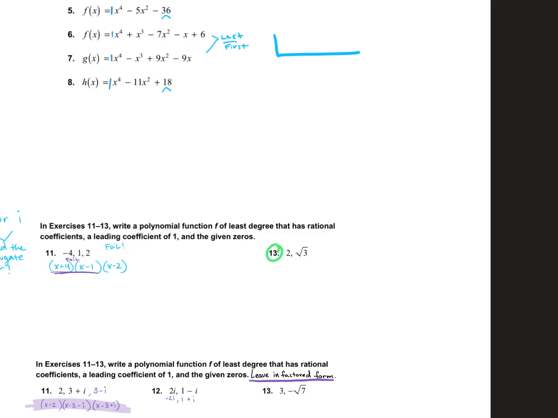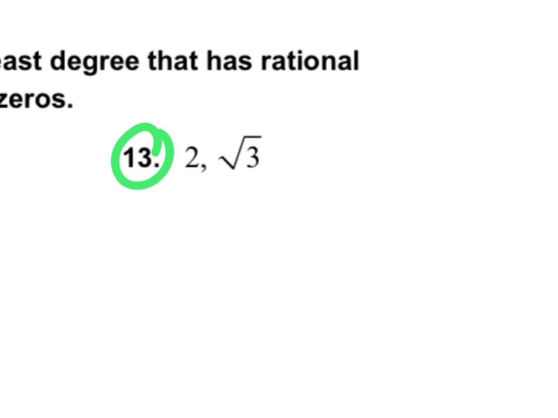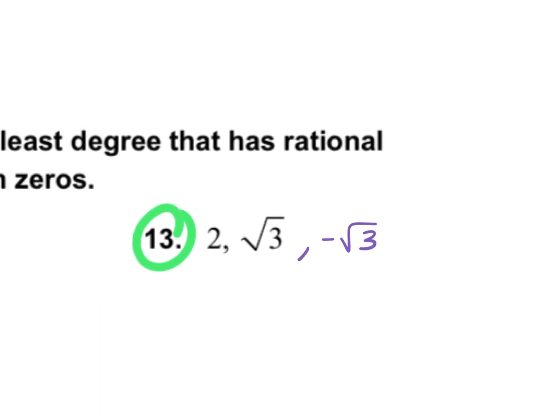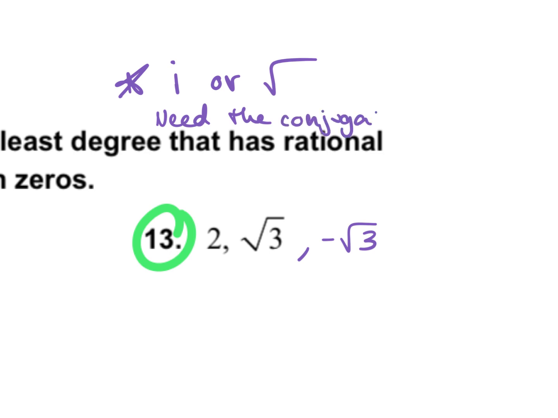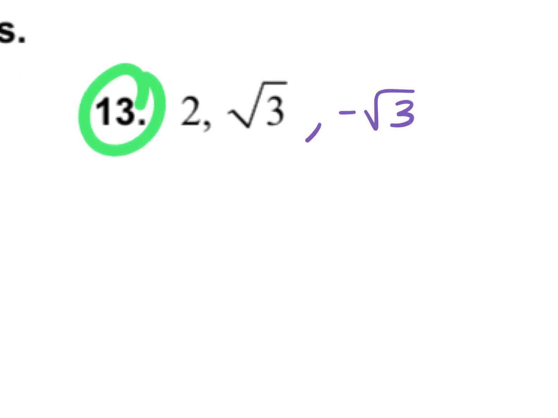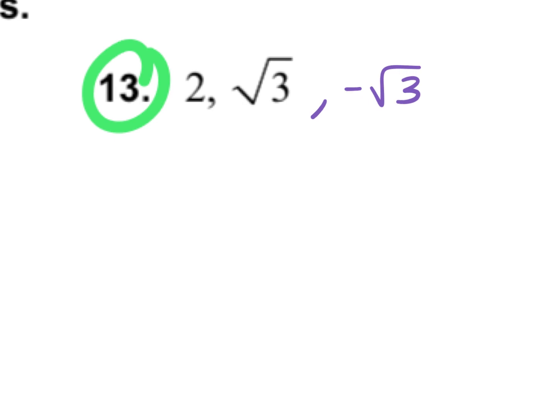So let's take a look at 13 first. So we need to think, are we missing any zeros? What are we missing? Negative square root 3. So anytime you have an i or a square root, remember it needs its partner. You need the conjugate pair. So it can't be complex without its buddy. So now that we found its partner, let's put them in factored form.